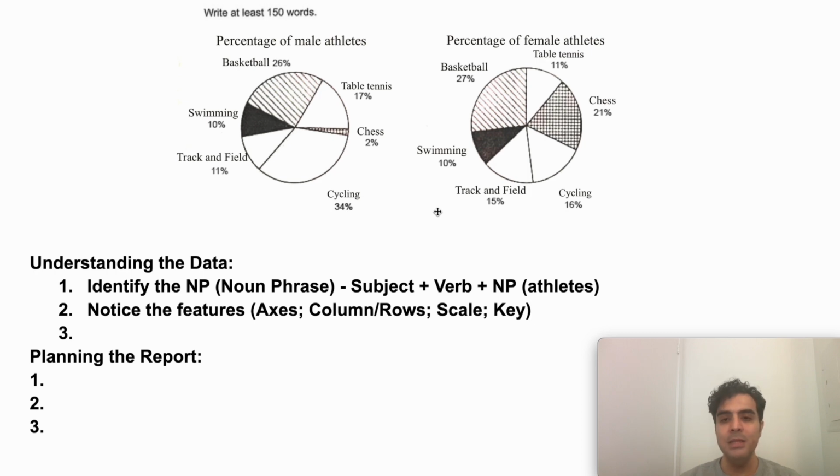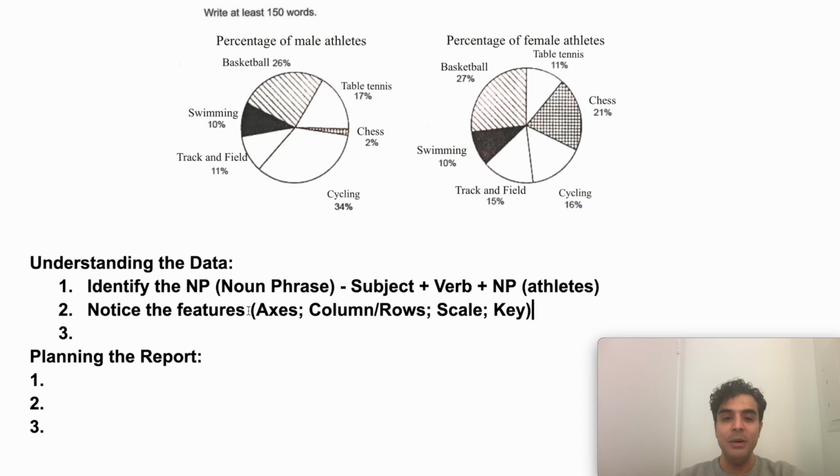So my advice to you is, if it's a qualitative chart, just describe the process in your head. Make sure you have it all figured out. If it's a quantitative chart, then I want you to pay attention to the axis, the columns and rows, the scale, and the key, as I mentioned.